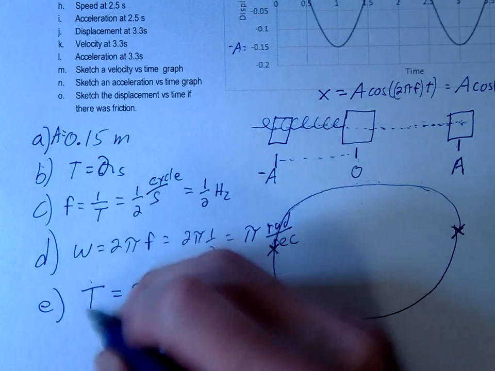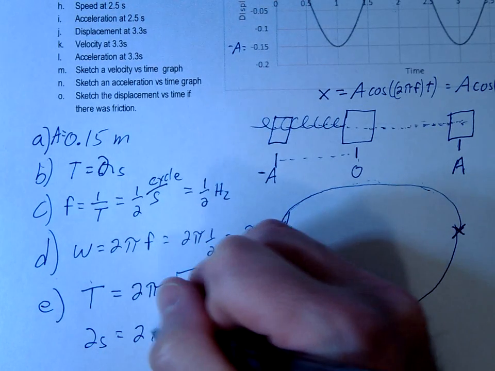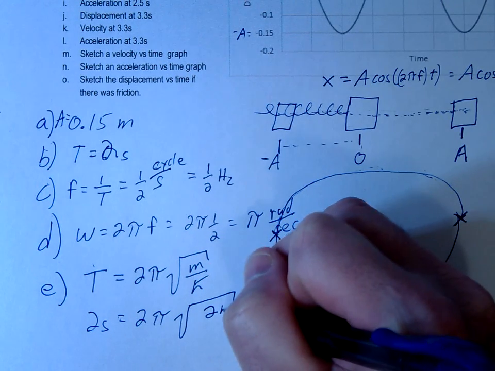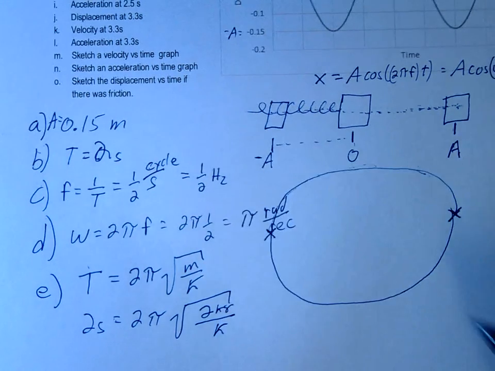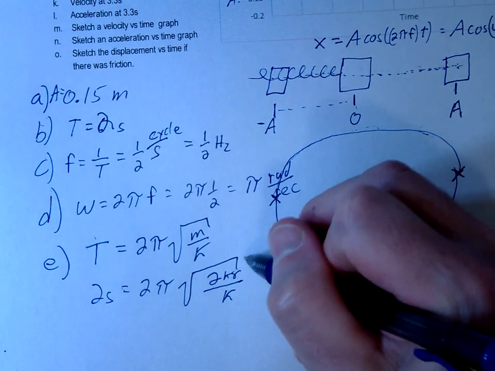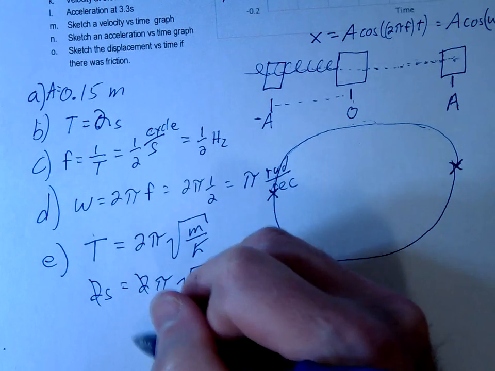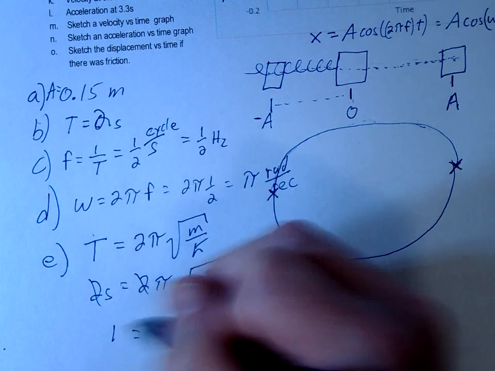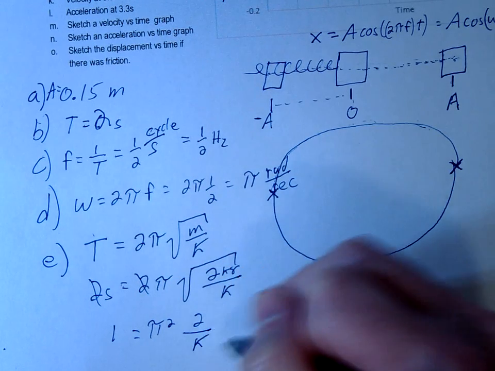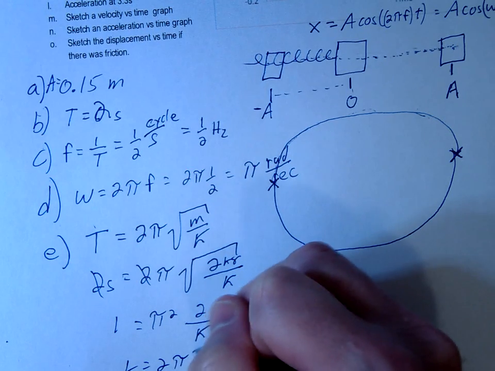So we know that the period, the time, was 2 seconds. This is equal to 2 pi, and then the mass was also 2 kilograms, divided by k. We'll do some algebra here, right? Let's square both sides. Square, square, cancel a 2, square the pi. So we got 1 equals pi squared times 2 over k, or k equals 2 pi squared.